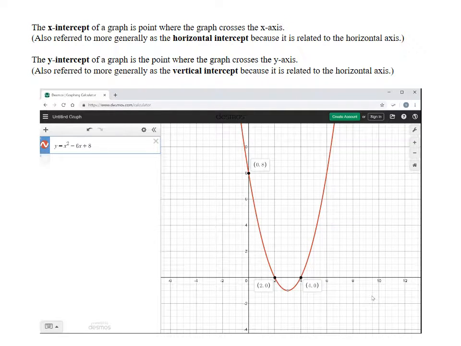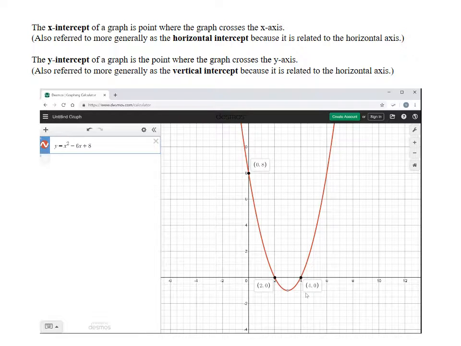Now, for us, x and y intercepts are going to be crucial in many areas of mathematics. The points I've highlighted here are x and y intercepts. In particular, the y-intercept of a graph is always where the graph crosses the y-axis. So (0, 8) is what we would call the y-intercept of the graph. The x-intercepts are where the graph crosses the x-axis, (2, 0) and (4, 0). These are important points for us.